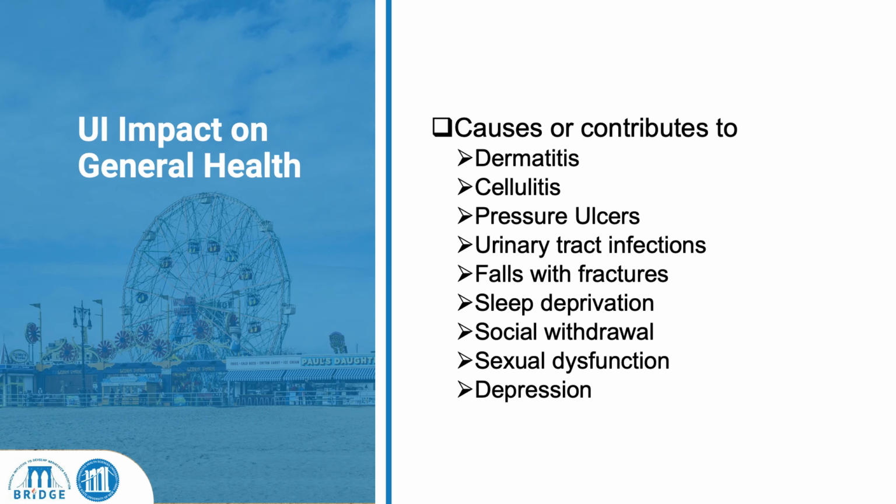So what are some of the causes? Or what does urinary incontinence contribute to? It impacts the general health. So it may increase the risk of developing dermatitis or cellulitis, increase the risk of pressure-induced skin injury, increase the risk of urinary tract infection, increased risk of falls and complications of falls, increased risk of sleep deprivation, increased risk of social withdrawal, sexual dysfunction, and again, it's associated with an increased risk of depression.